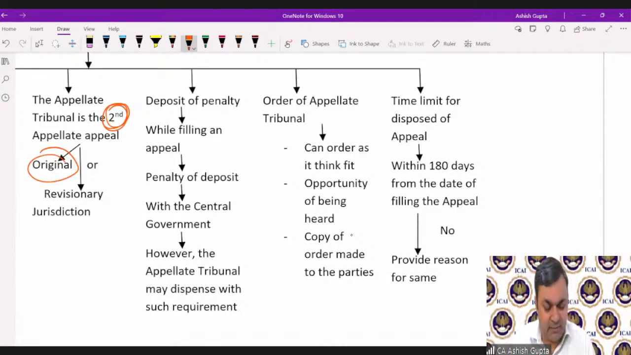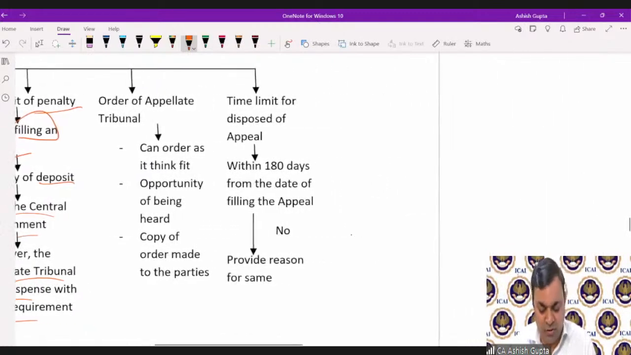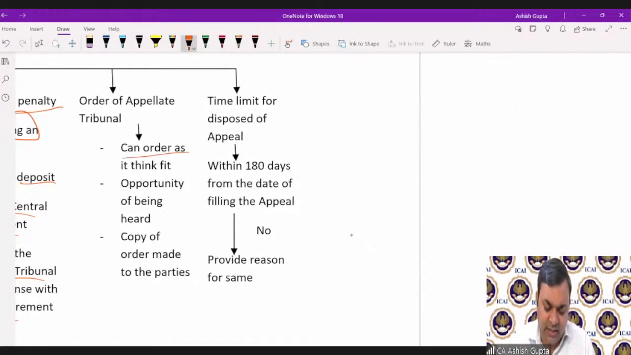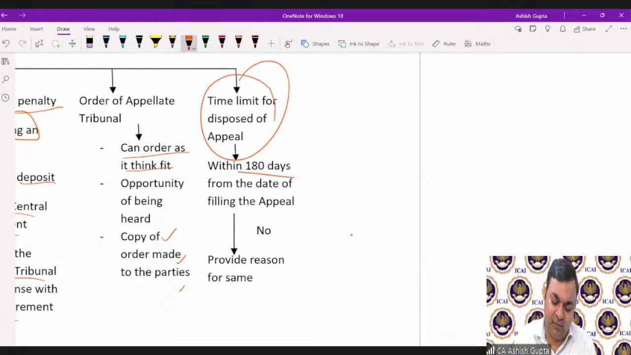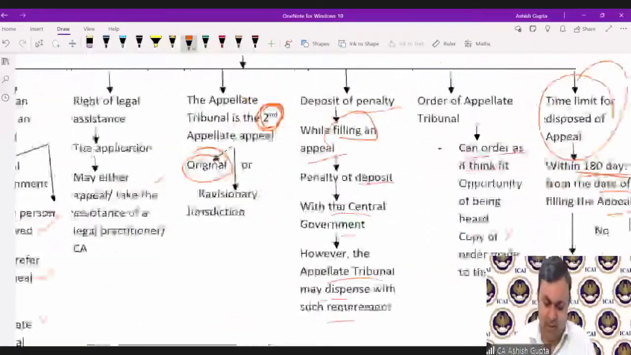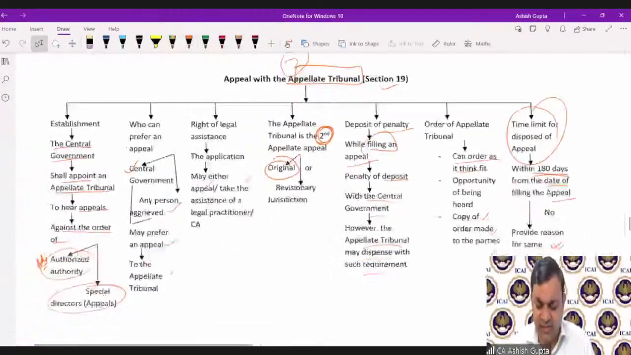Deposit of penalty. While filing an appeal, the penalty is to be deposited with the central government, however, the AT may dispense with such requirement. The AT can order as it thinks fit, with an opportunity of being heard, and a copy of the order is made available. Appeal disposal is within 180 days from the date of filing the appeal. If you have failed to dispose of the application, you need to provide the reasons. Okay, so that is section 19.